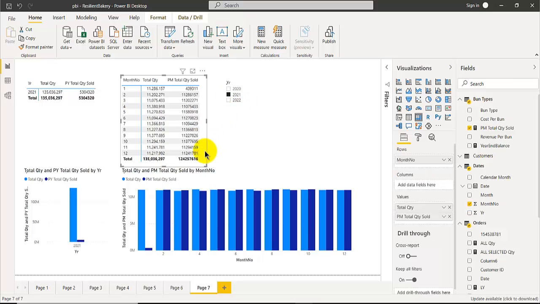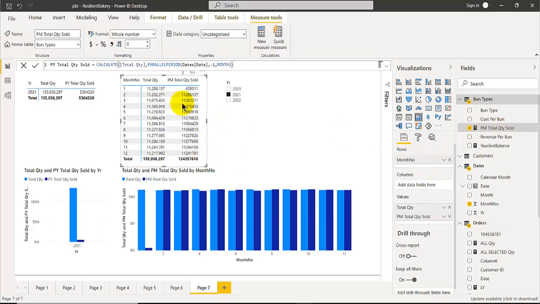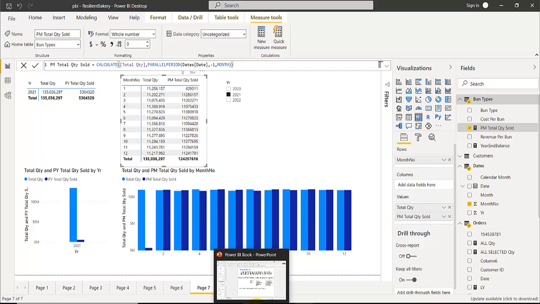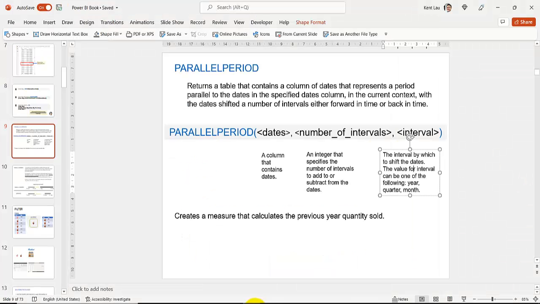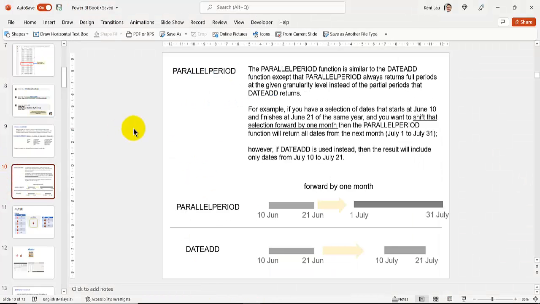Okay, so that is how you use the parallel period. So what's the difference between that? These are very similar to another DAX function called DATEADD. Here is what is explained in the Microsoft docs.